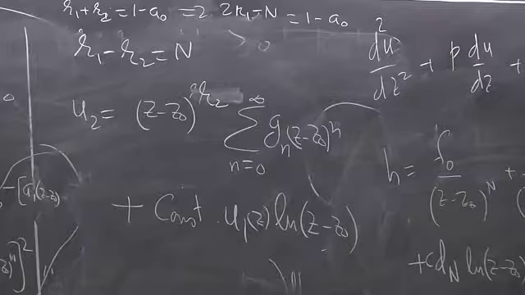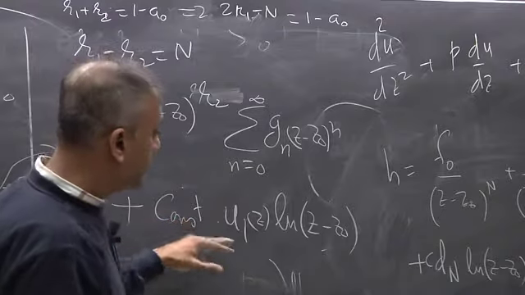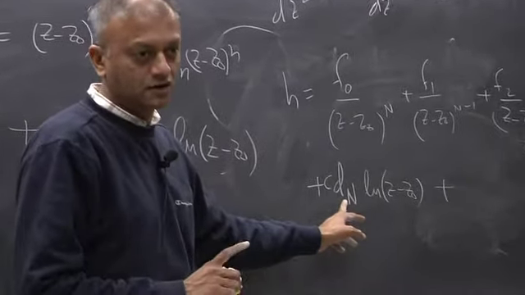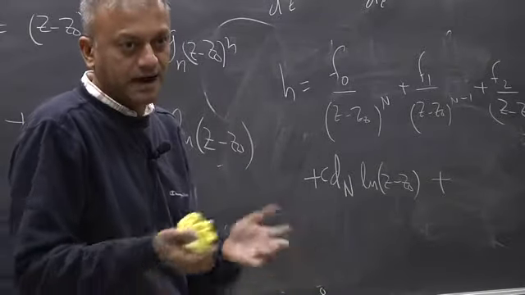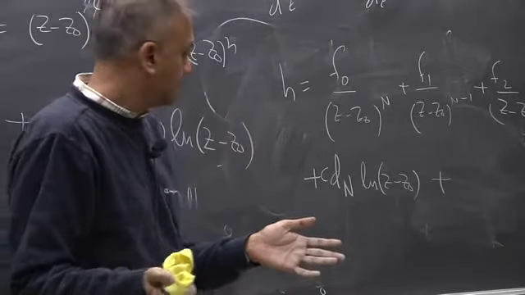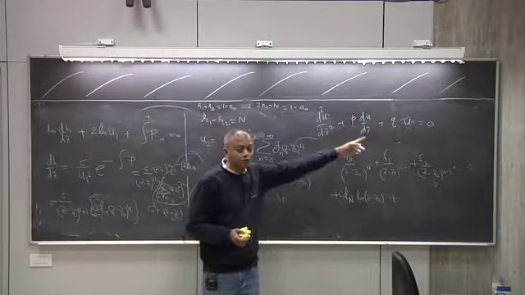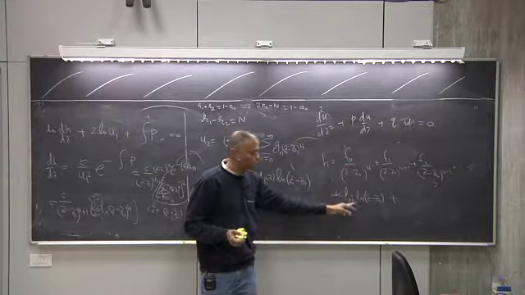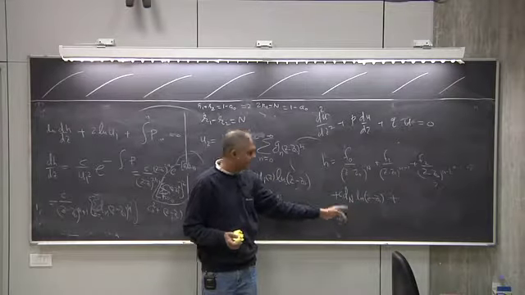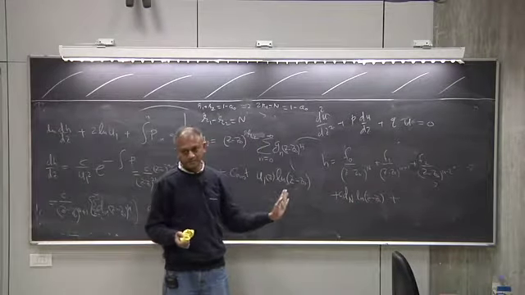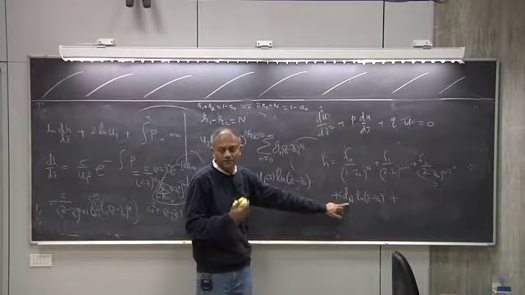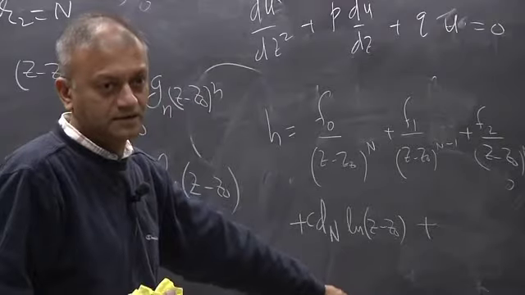Of course, this term may not always be present. That depends on whether D capital N is 0 or not. It can happen in some particular types of differential equations. That depends on the choice of the P and Q. For some specific choices, it may happen that this coefficient is 0, in which case this term doesn't appear. But generically you'll have the logarithmic term. Those will happen in very, very special cases where the D capital N vanishes.